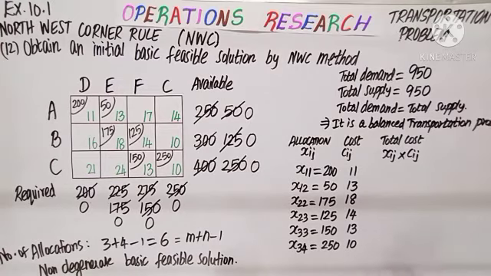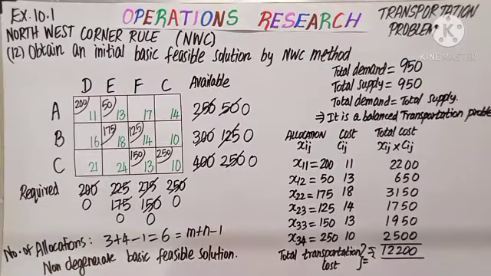Let us multiply and find the total. Total transportation cost is rupees 12,200 using northwest corner rule method.